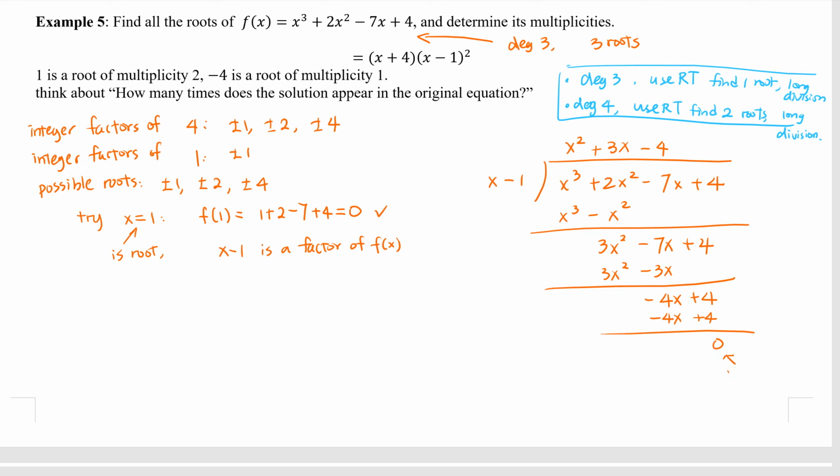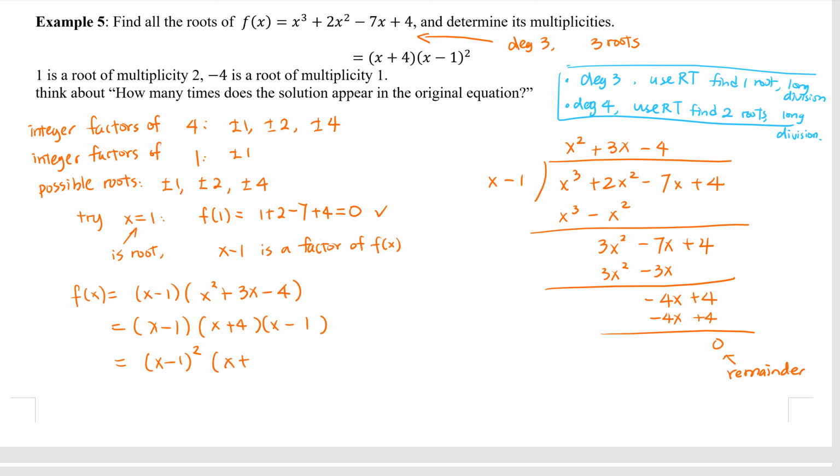Awesome. The remainder should be 0, because we just said x minus 1 is a factor. So f of x is x minus 1 times, what's the quotient? X squared plus 3x minus 4. Can we factor it further? Well, x plus 4, and then minus 1 again, right? We have 2 factors of x minus 1 and 1 factor of x plus 4.